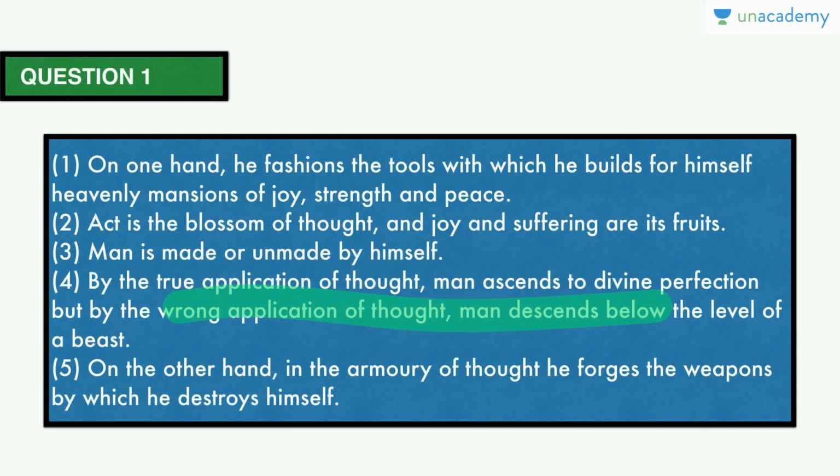So clearly let's start off with sentence 3, because if we start off with sentence 3, then we can decently move on to sentence 1, 5. So 3 1 5 is a good sequence. Man is made or unmade by himself. On one hand, he fashions the tools with which he builds for himself heavenly mansions. On the other hand, in the armory of thought, he forges the weapons by which he destroys himself.